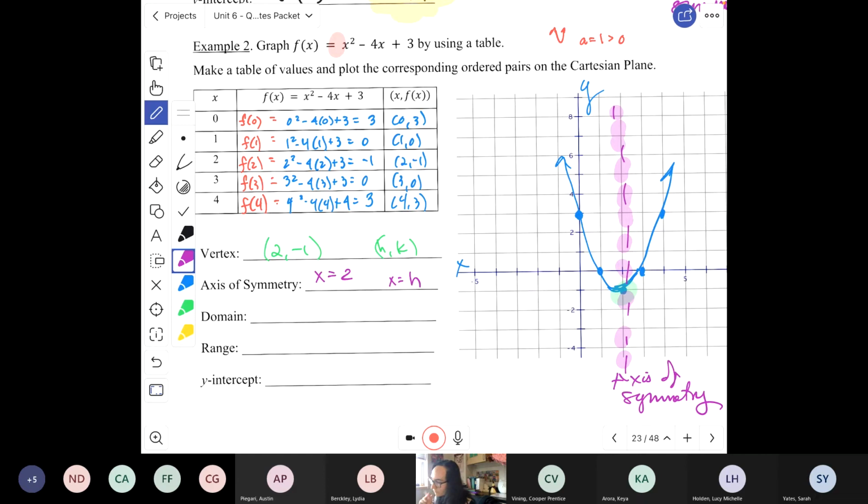What about the domain of this and every quadratic function graph? Open parentheses, negative infinity to positive infinity. Exactly. Close parentheses. It's always all real numbers. And what about the range of this function? Bracket -1, comma, infinity, close parentheses.